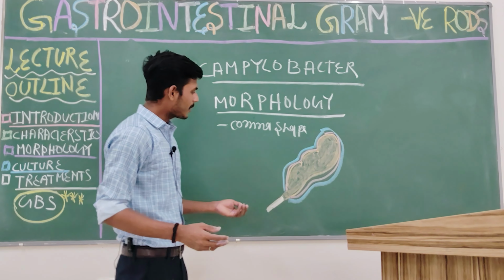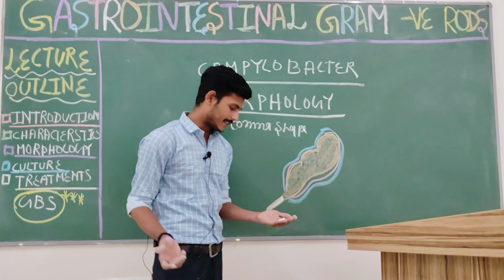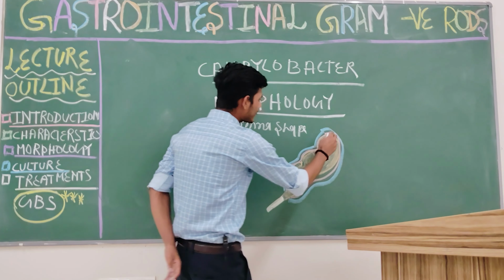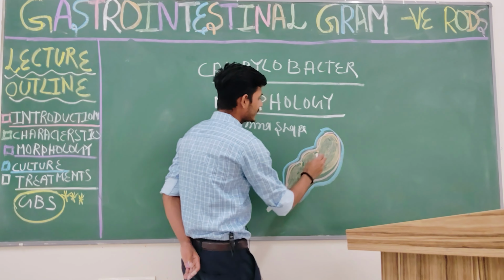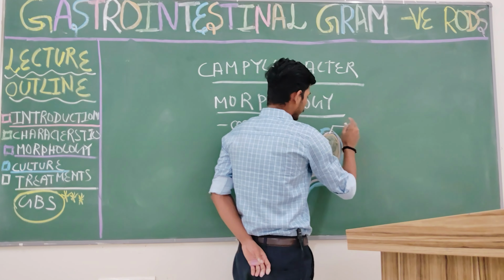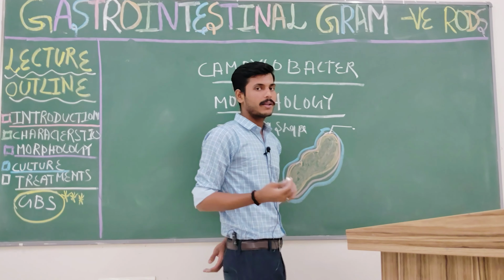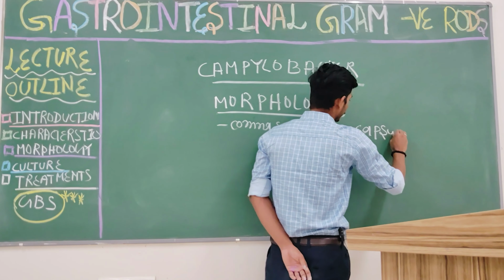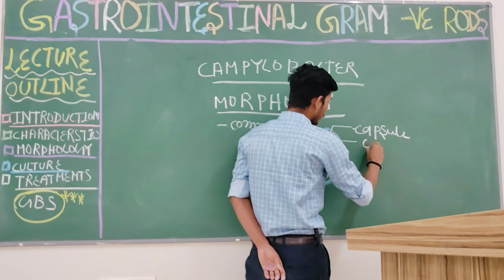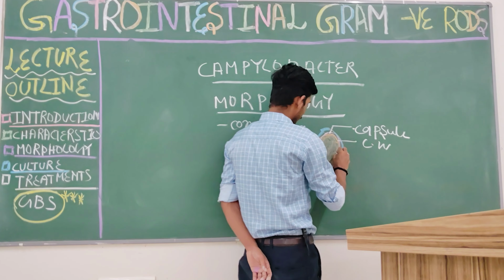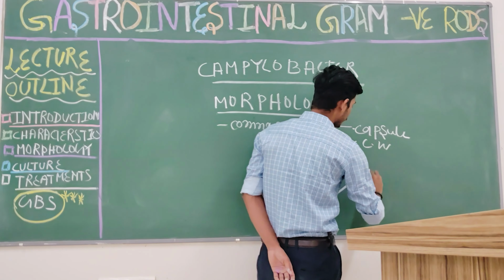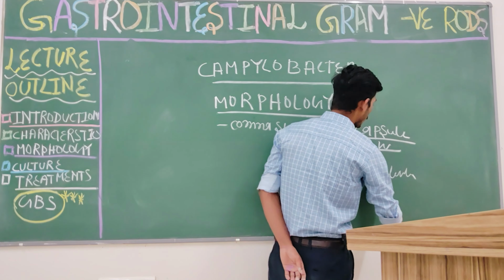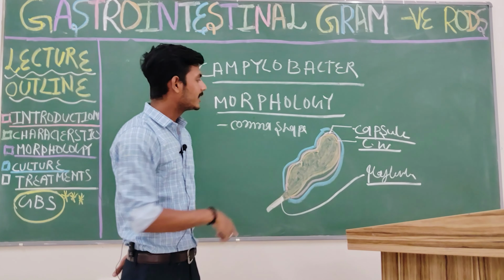So, why am I highlighting this part? Is there any significance? Yes, there is, and the significance is that this lipopolysaccharide is an antigen. Remember, take the Campylobacter species, for example, Campylobacter jejuni: their capsule is antigenic, their cell wall is antigenic, and their plasma is antigenic. The cell wall, the capsule and the plasma, all three are antigenic.